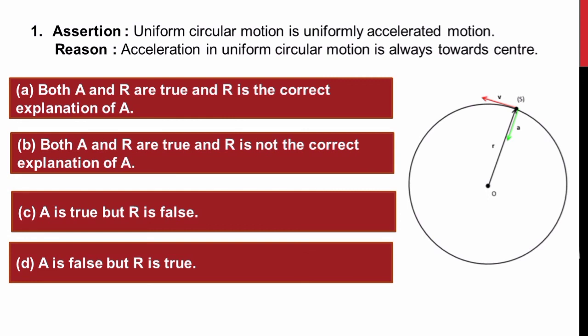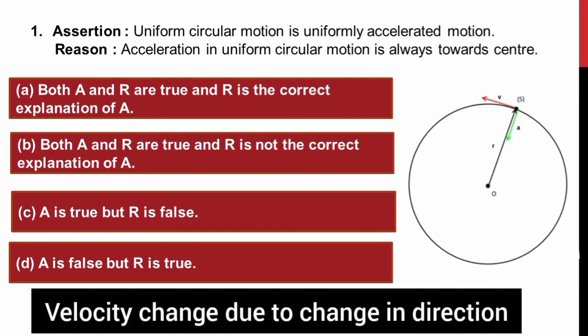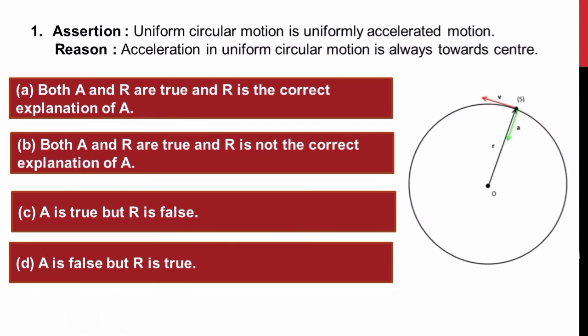The first statement: uniform circular motion is uniformly accelerated motion. We know that in a circular motion, the object has constant speed, but the velocity changes due to its change in direction. Since velocity is a vector quantity, the change in direction indicates that the object is in an accelerated motion. So, this means the assertion statement is true.